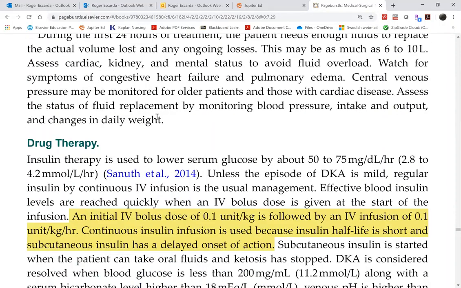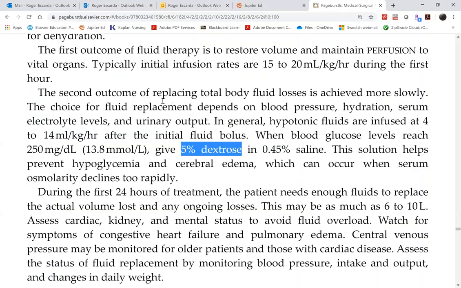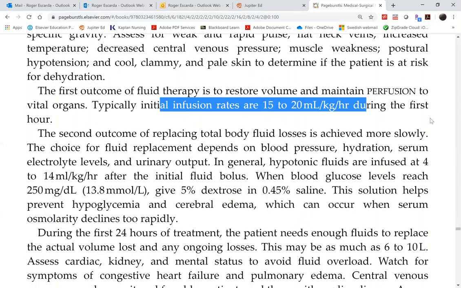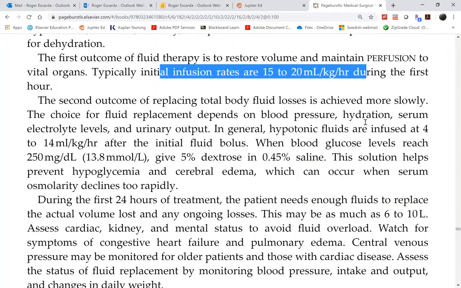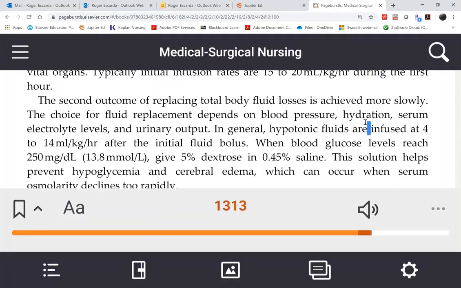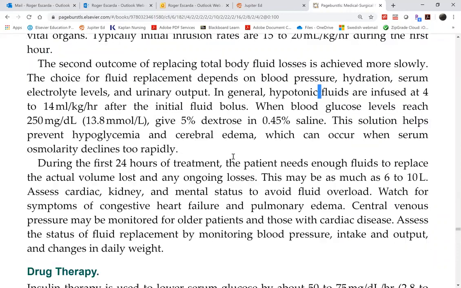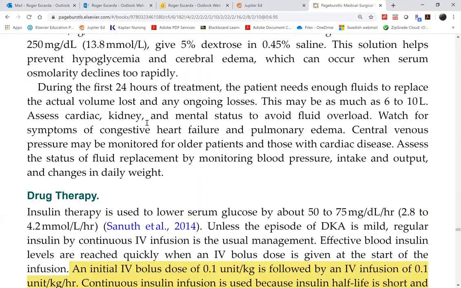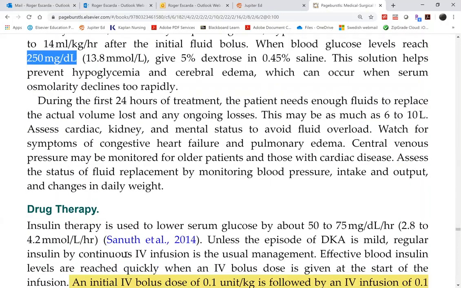And don't worry about switching to the D5, because this will probably be either 12 hours later or maybe even 24 hours later, because it will take time to correct the dehydration. So you mean to say when we give 5% dextrose, we are trying to prevent hypoglycemia, right? Yes, but this will not happen unless you do the next thing. Meaning we won't get to this page. We won't get to 250 unless we do this.